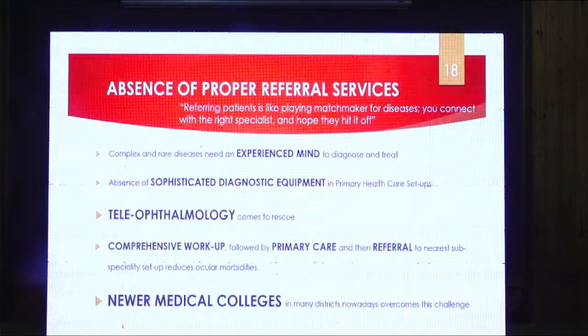We should also engage support staff like ophthalmic assistants and nurses. Then the last problem is the absence of proper referral services, because sometimes the referral centers are quite far away, and there might be transportation and logistics issues. But nowadays, with the setup of newer medical colleges in almost every district, I think this problem will be overcome in the next few years.